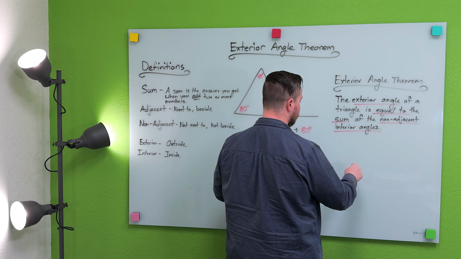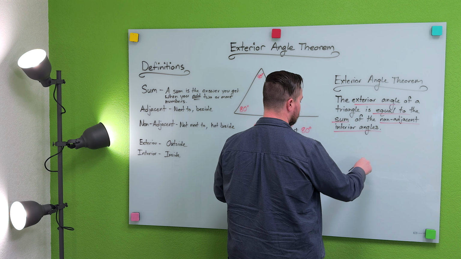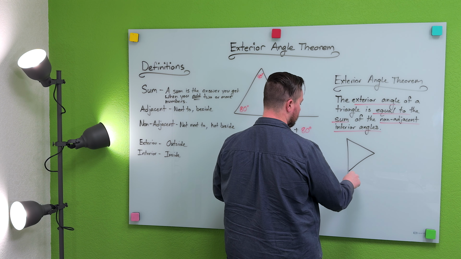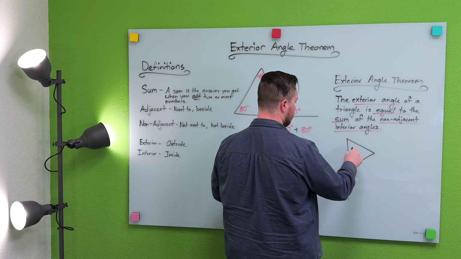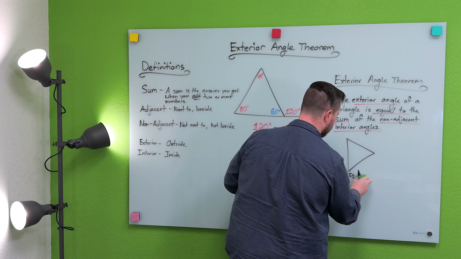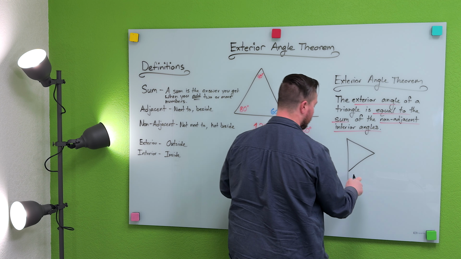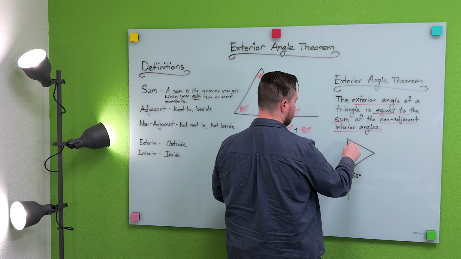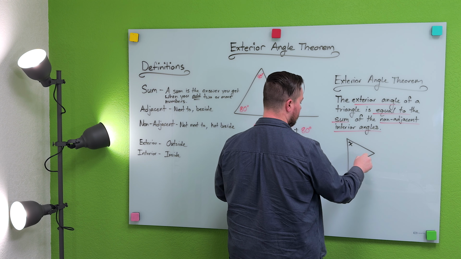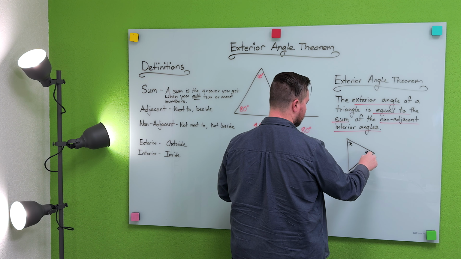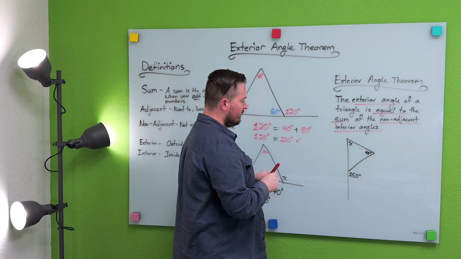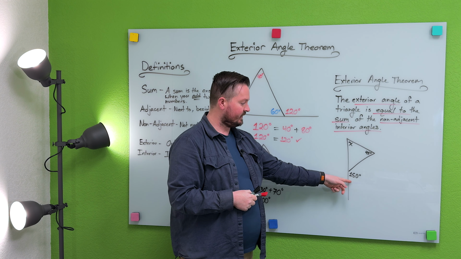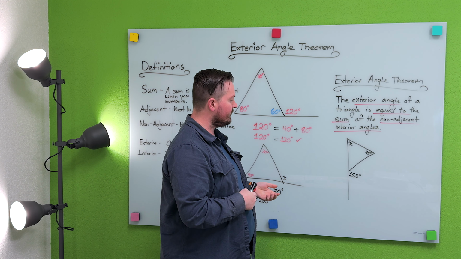The orientation doesn't matter, I could draw something like this if I want to. So let's say that this is, let me say something other than 50, make it a little bit bigger. Let's say it's 150. Let's say that this is unknown, and this one over here is 45. So outside of the triangle, we have an exterior angle that is 150 degrees.